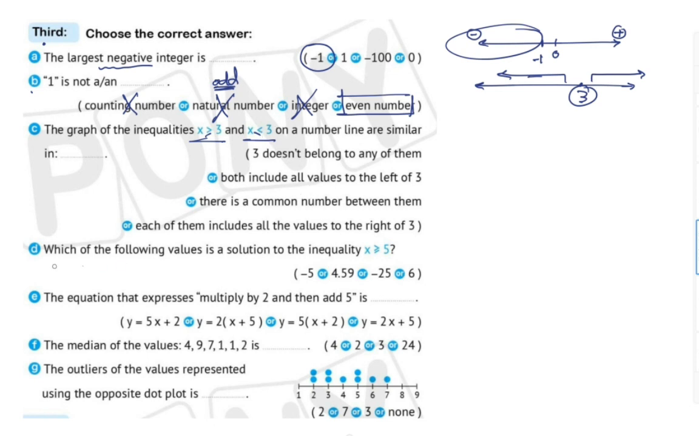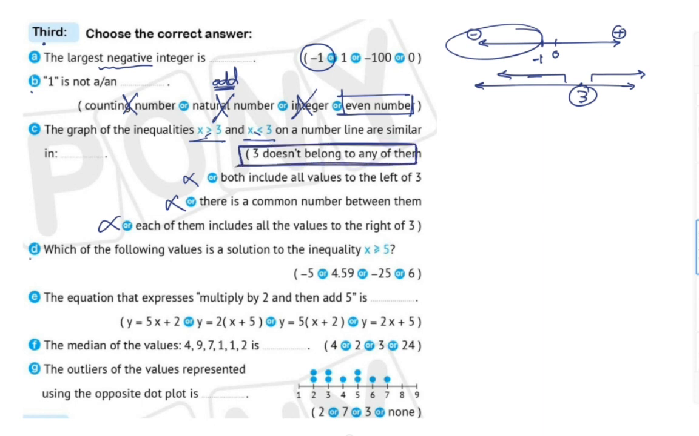Look here. Each of them includes all values to the right of 3? No. There is a common number between them? No. Both include all values to the left? No. 3 doesn't belong to any of them. That's the right choice. Okay.